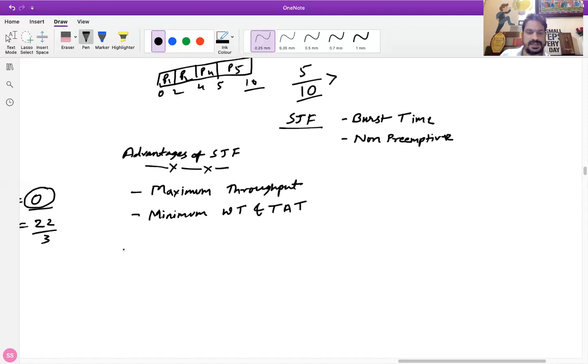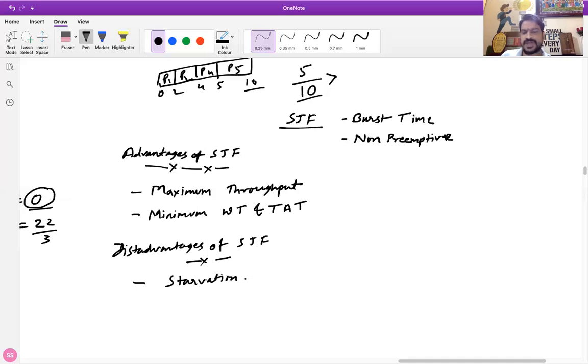Now the next thing we'll see is the disadvantages of shortest job first. What are the disadvantages that we have found, what we have observed in the course of this algorithm? The first problem with shortest job first is the starvation problem.